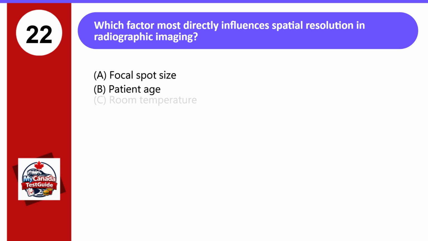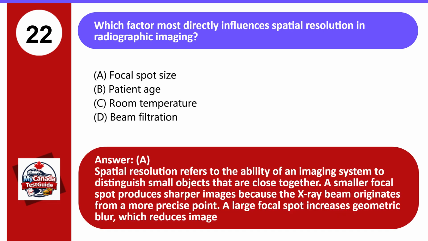Which factor most directly influences spatial resolution in radiographic imaging? A. Focal spot size. B. Patient age. C. Room temperature. D. Beam filtration. Answer, A.